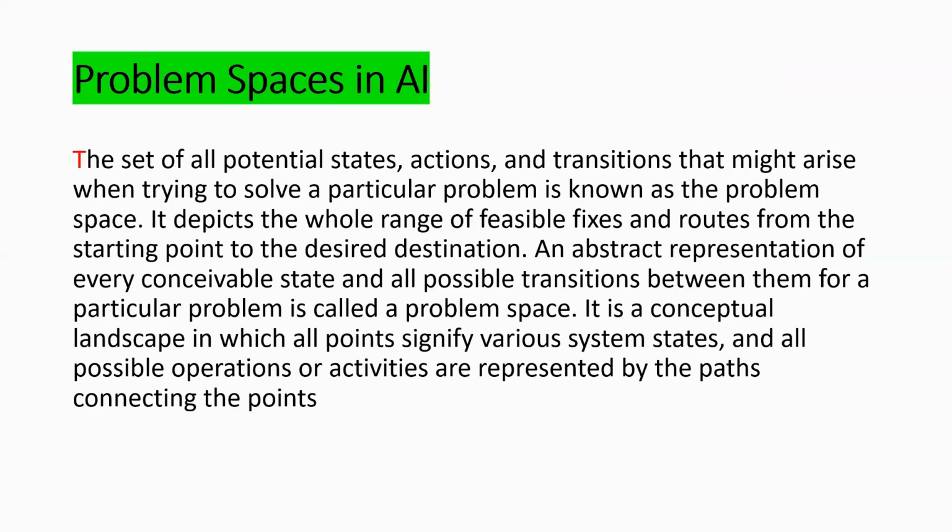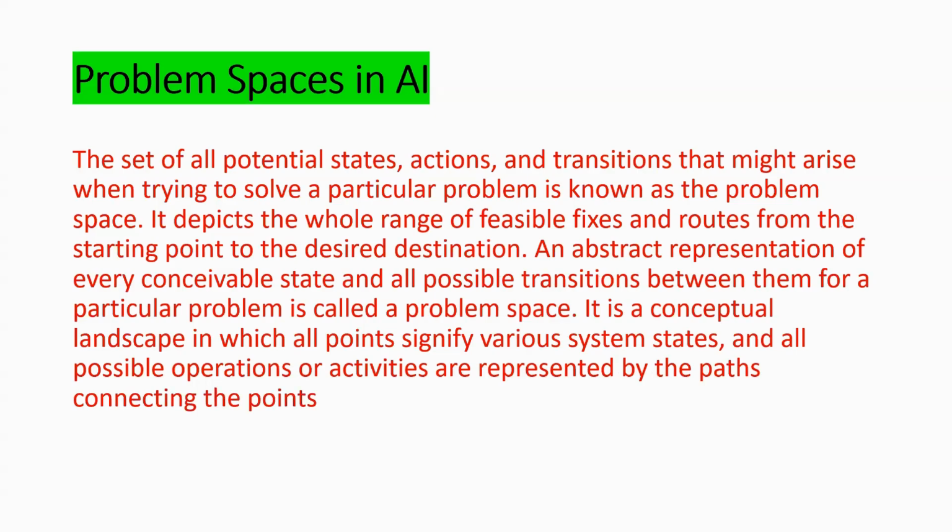So, problem spaces in AI. The set of all potential states, actions, and transitions that might arise when trying to solve a particular problem is known as the problem space. It depicts the whole range of possible fixes and routes from the starting point to the desired destination. An abstract representation of every conceivable state and all possible transitions between them for a particular problem is called a problem space. It is a conceptual landscape in which all points signify various system states and all possible operations or activities are represented by the paths connecting the points.